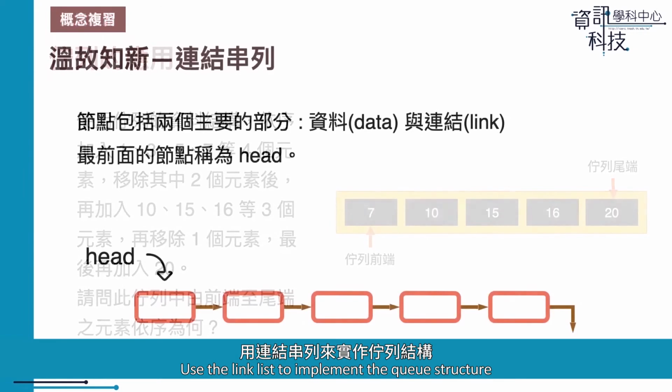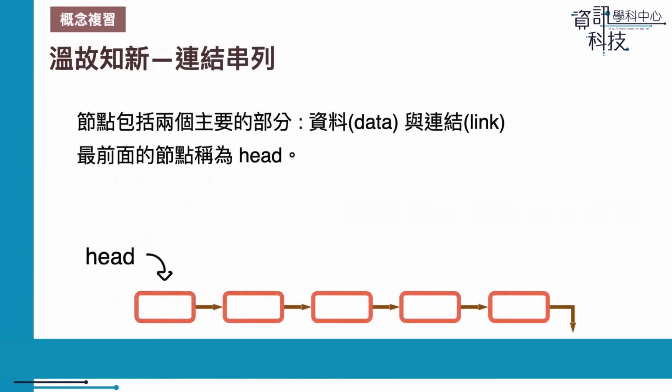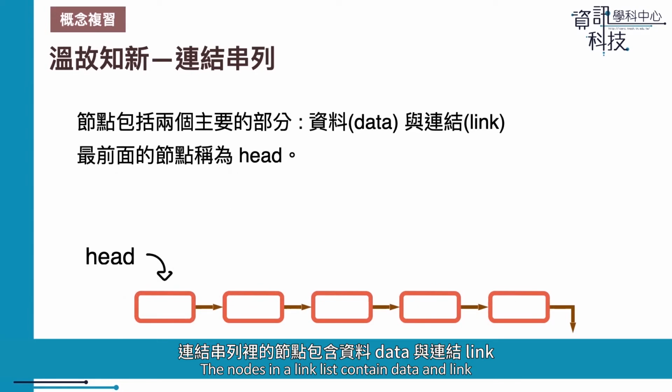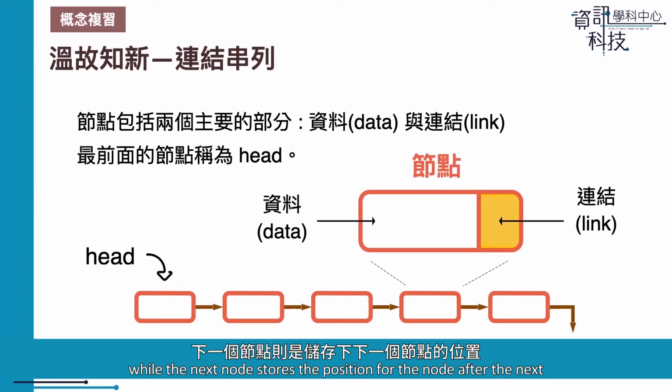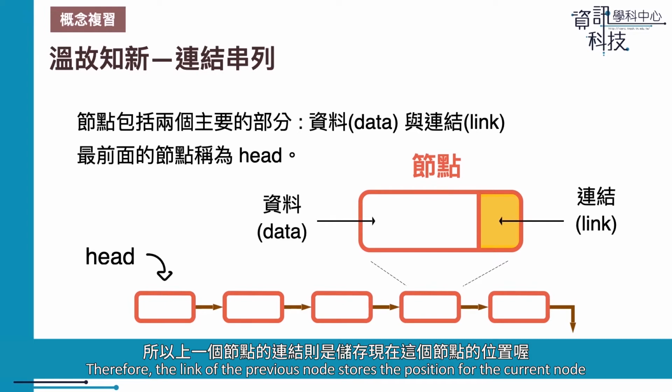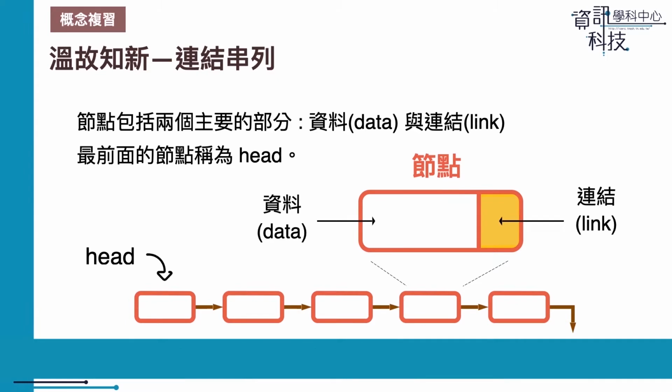Use the linked list to implement the queue structure. The nodes in a linked list contain data and link. Link stores the position for the next node, while the next node stores the position for the node after the next. Therefore, the link of the previous node stores the position for the current node.